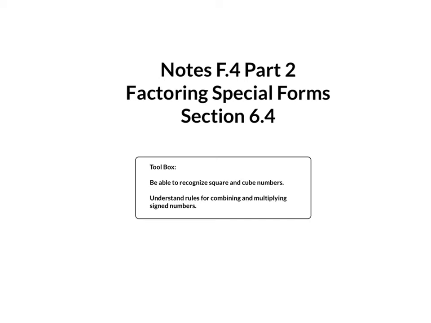The next thing that we're going to look at is special forms, and special forms are going to be a lot easier than what we've done in the previous section, mostly because they're special. One of the first things that you need to be able to do is recognize your square and cube numbers. If you need to make a note of these on the side, you may want to do that. You also need to understand your rules for combining and multiplying signed numbers.